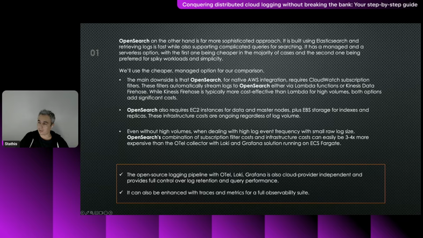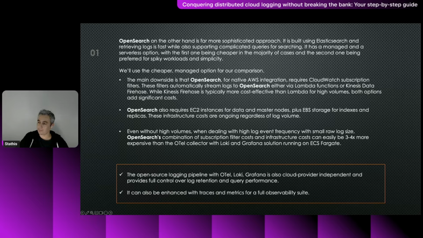The main downside is that OpenSearch, for native AWS integration, requires CloudWatch subscription filters. These filters stream logs to OpenSearch either via Lambda functions or Kinesis Data Firehose. So we can think of it like this. Subscription filter is the trigger, Lambdas do the JSON formatting, and then OpenSearch creates the indexing.